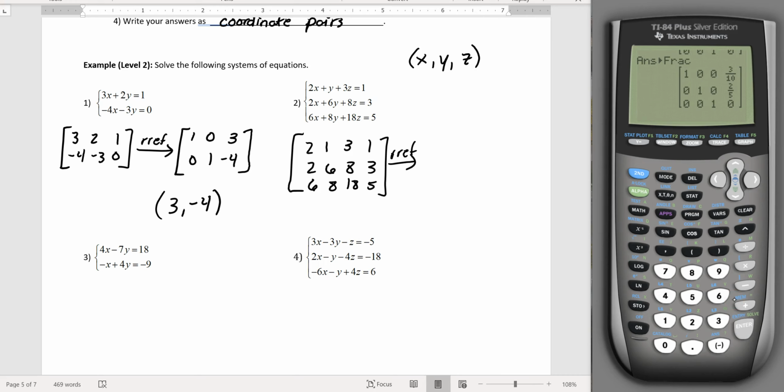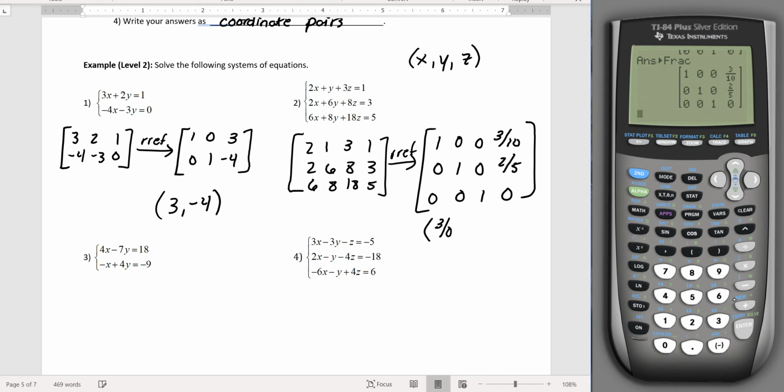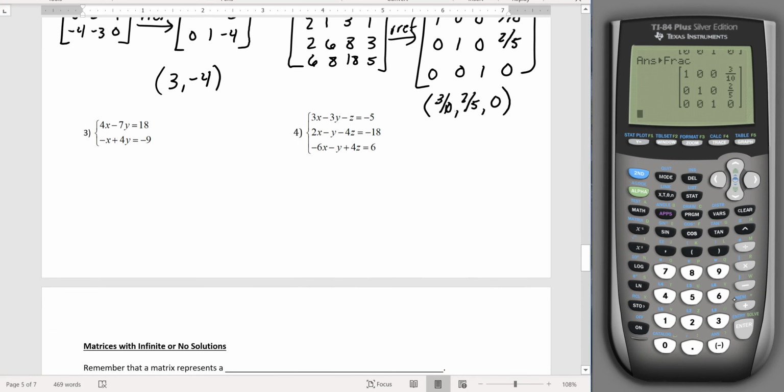So I'm going to write this out now. So it'll be 1, 0, 0, 3/10, 0, 1, 0, 2/5, 0, 0, 1, 0. So x is 3/10, y is 2/5, z is 0. So my final answer here will be 3/10, 2/5, 0. There we go. Beautiful. That's excellent.